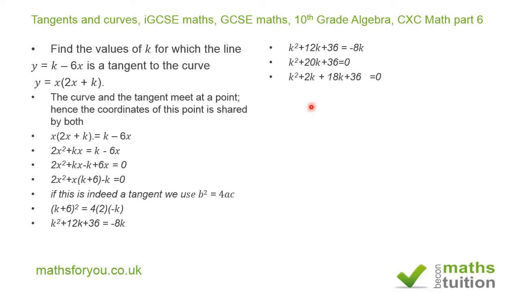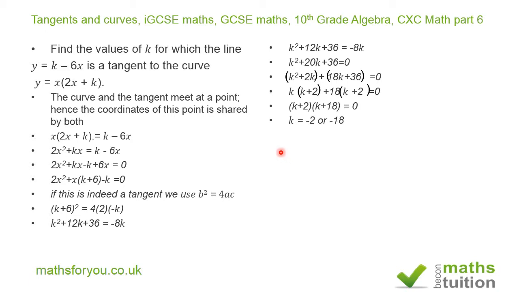So we now have two groups there. We then factorize each of these groups, and we end up with this after factorization. Now both groups have k plus 2 in common. So our final factorization is k plus 2 into k plus 18 is equal to 0. Either k plus 2 is 0 or k plus 18 is equal to 0, in which case k is either minus 2 or minus 18.